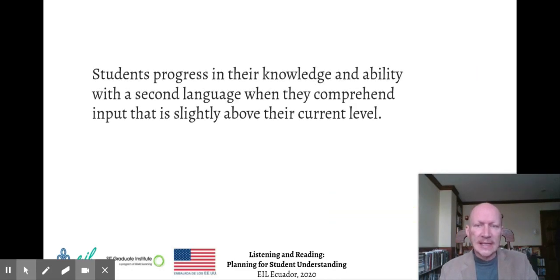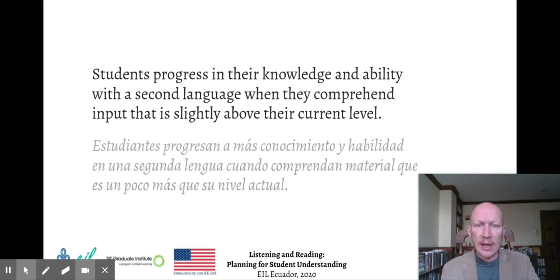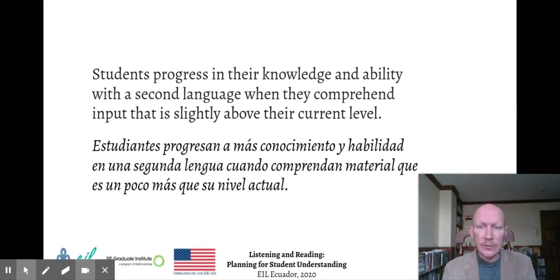So, what is the input hypothesis? It's simply this idea that students progress in their knowledge and abilities with a second language when they understand input, or comprehend input, that is slightly above their current level.